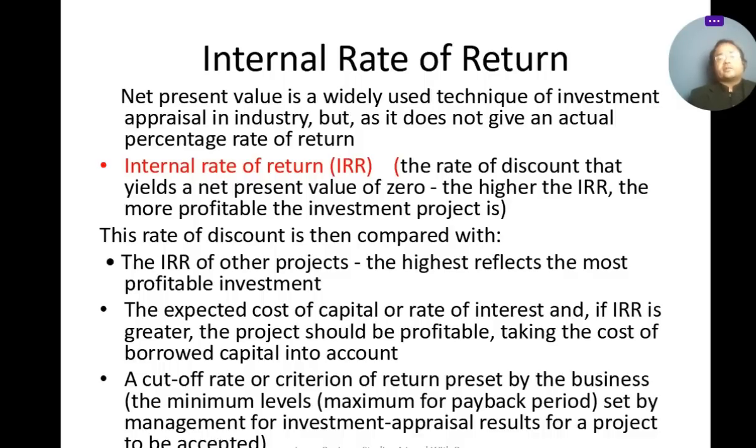It is compared with the expected cost of capital or rate of interest, and if the IRR is greater, the project should be profitable, taking the cost of borrowed capital into account. A cut-off rate of return is a percentage set by the business, or a maximum payback period set by management, for an investment to be accepted.